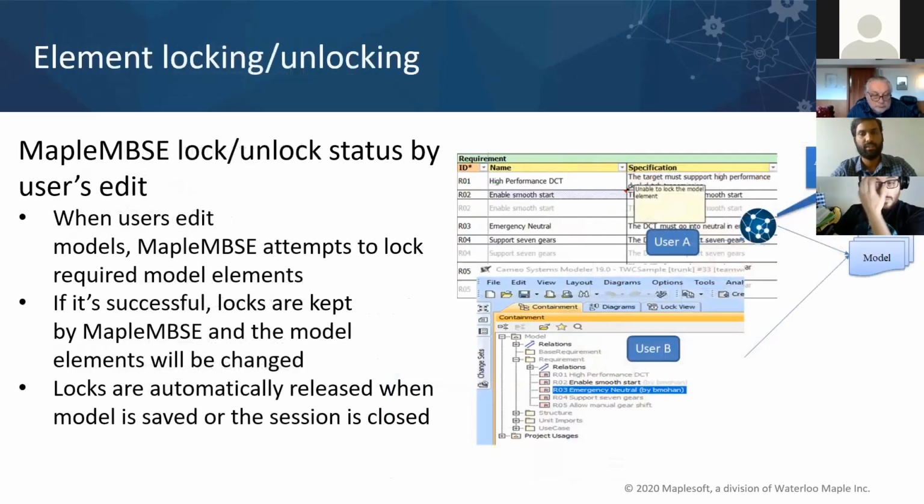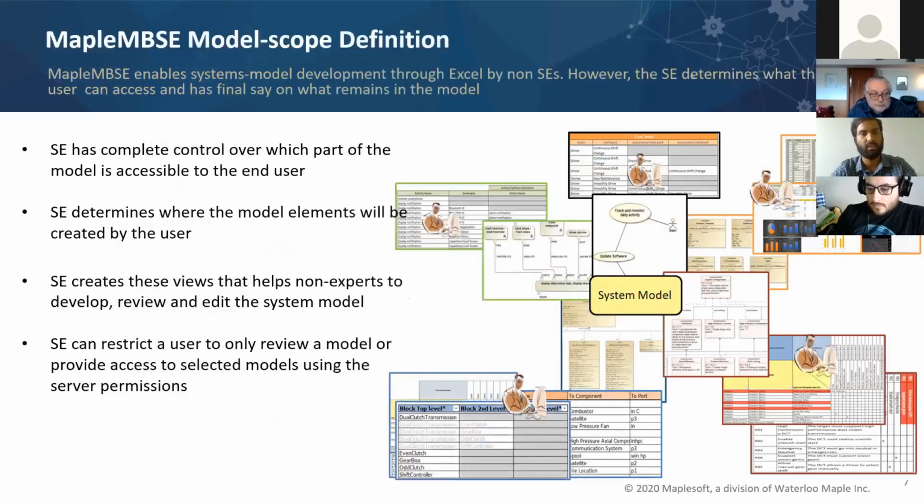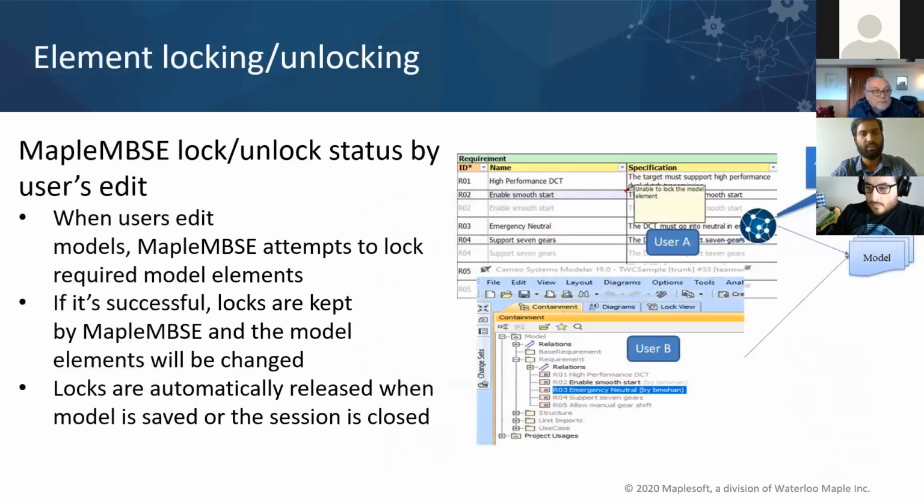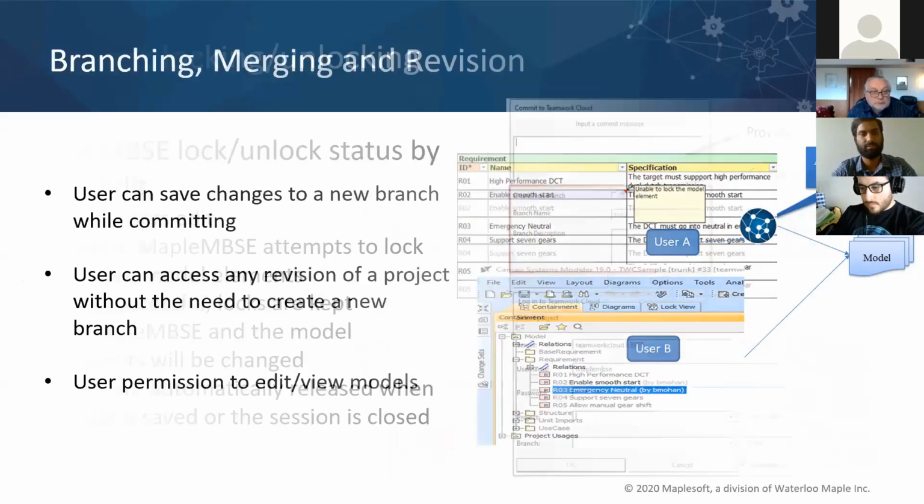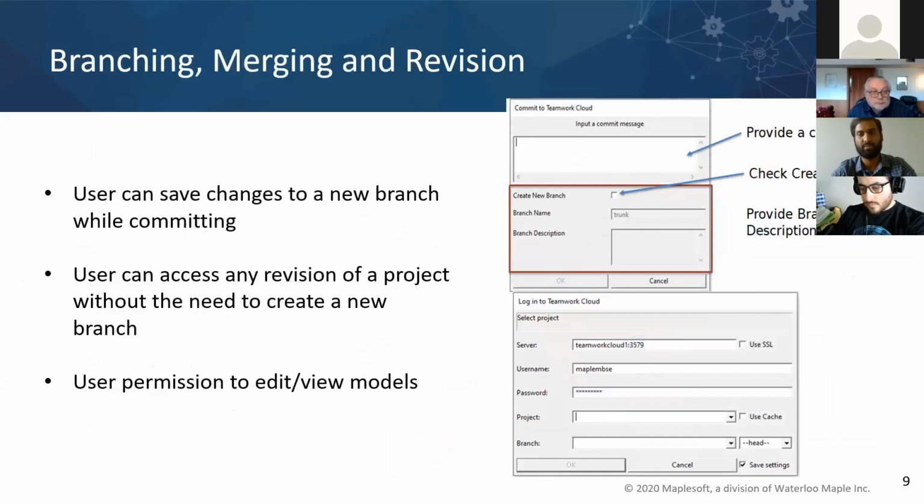So we did see the model scope definition, and I also explained the element locking and unlocking. When a user starts editing a model element in MapleMBSE, it will automatically acquire locks, and the other user will just see a message saying that they are not able to lock the model element because it's being locked by a different user. And for the branching and merging part, I'm just skipping through this because we are going to see it all in the demonstration.